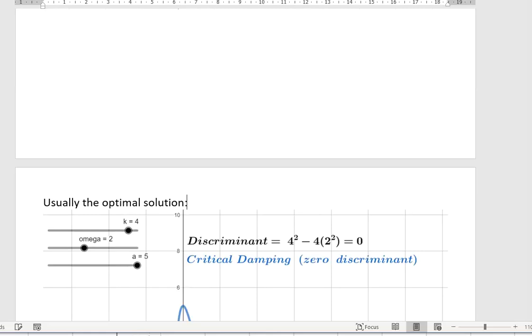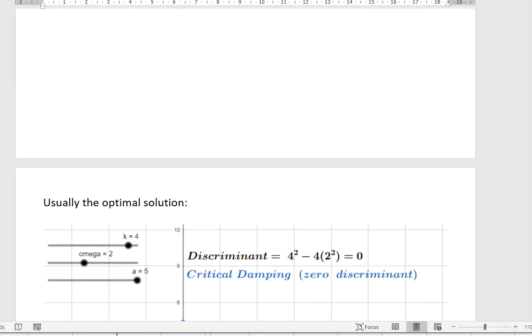So depending on what you want, usually this is the optimal solution. What we find here is that the discriminant is exactly 0. So it's a sweet spot we're looking for. We're trying to get K to be basically twice the size of omega. If K squared minus 4 omega squared is exactly 0, then we're looking at a value of K which is twice the size of the value of omega.